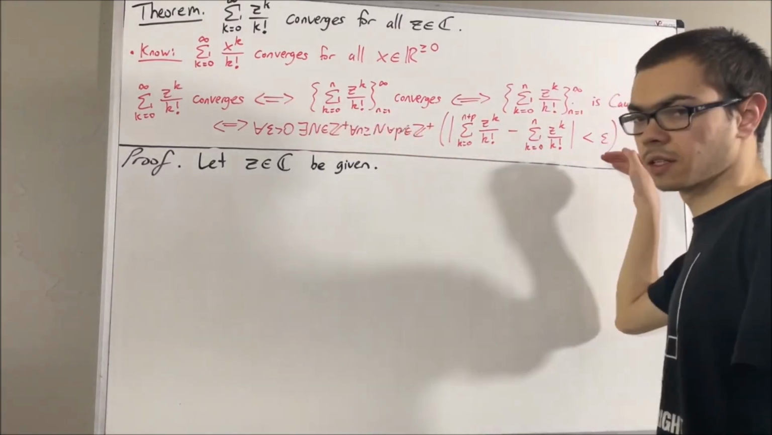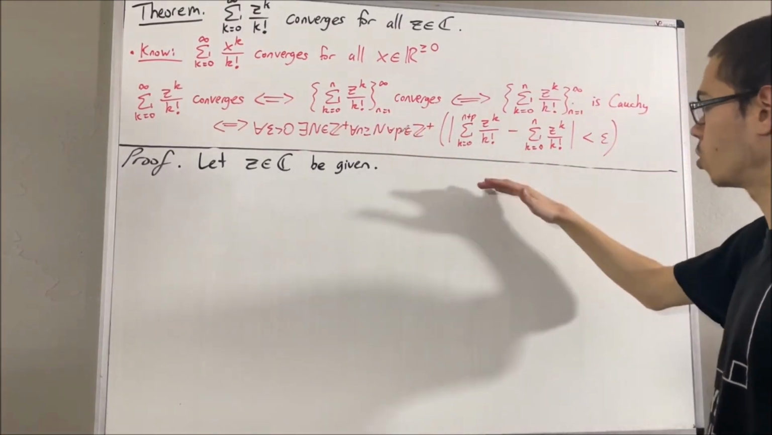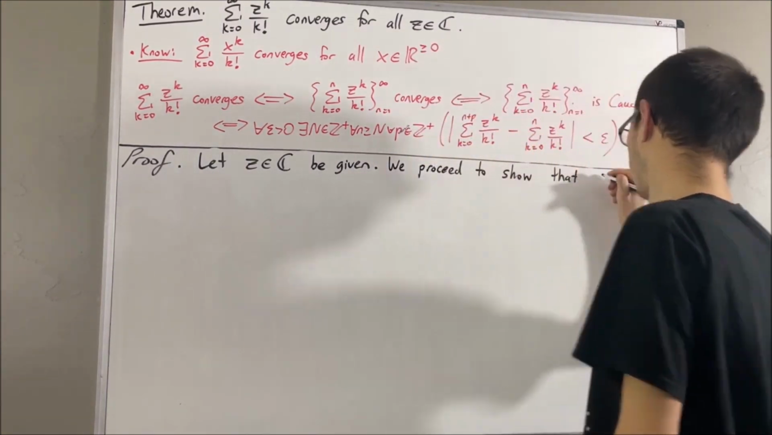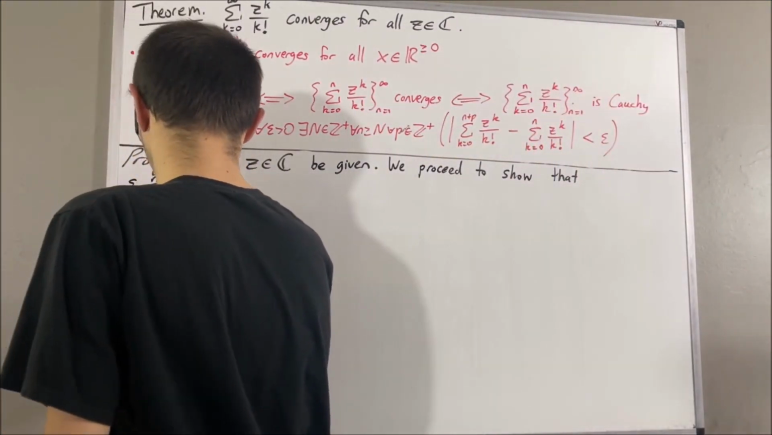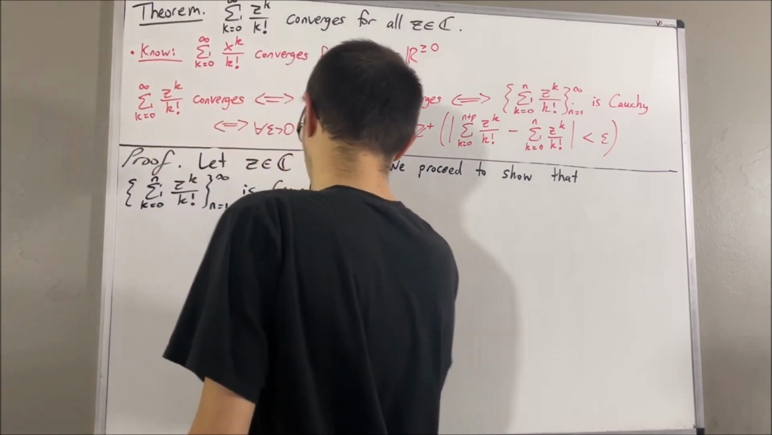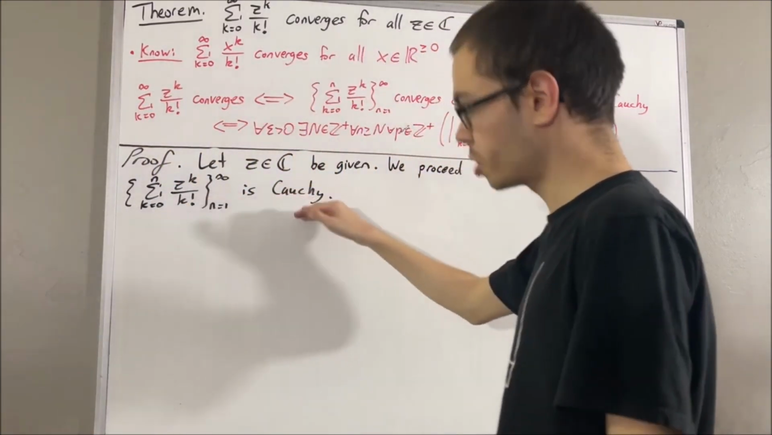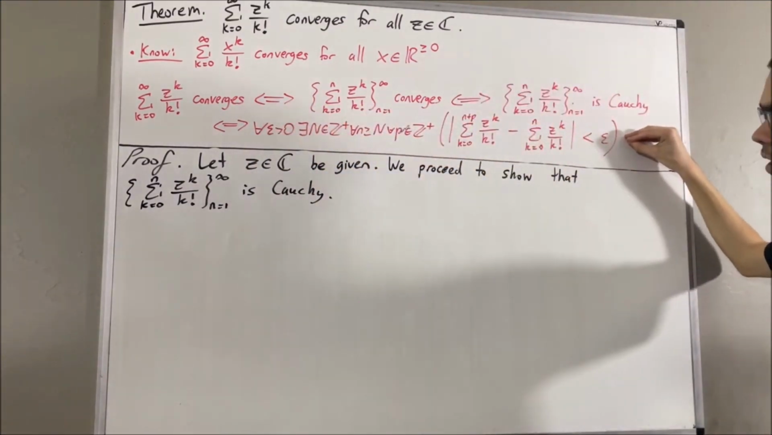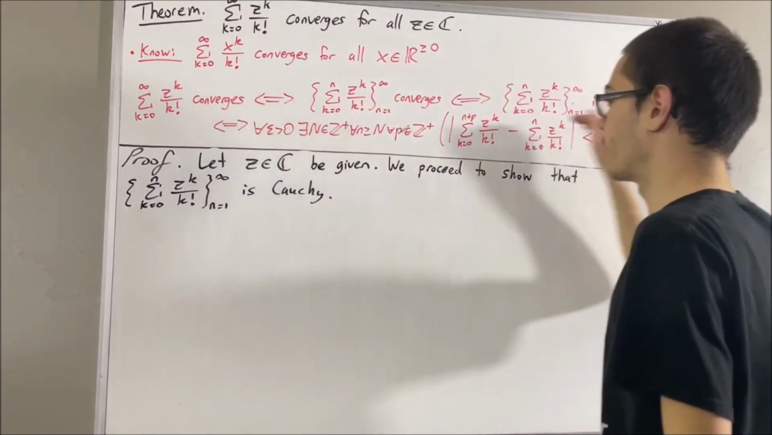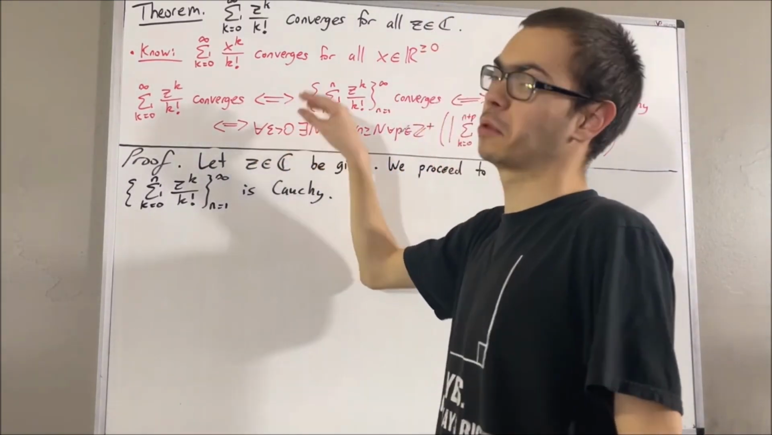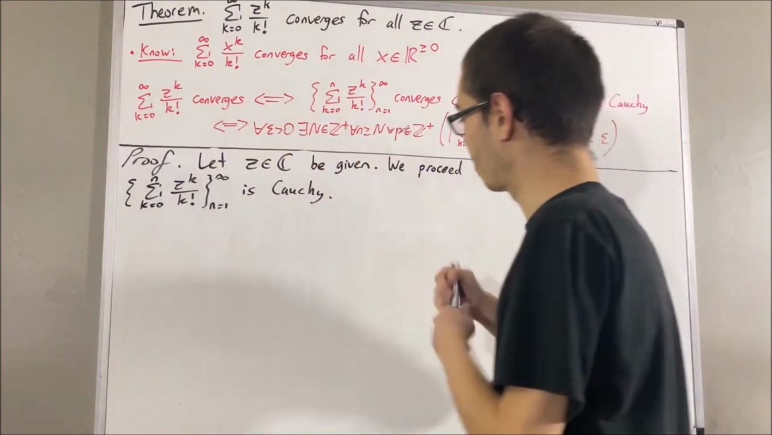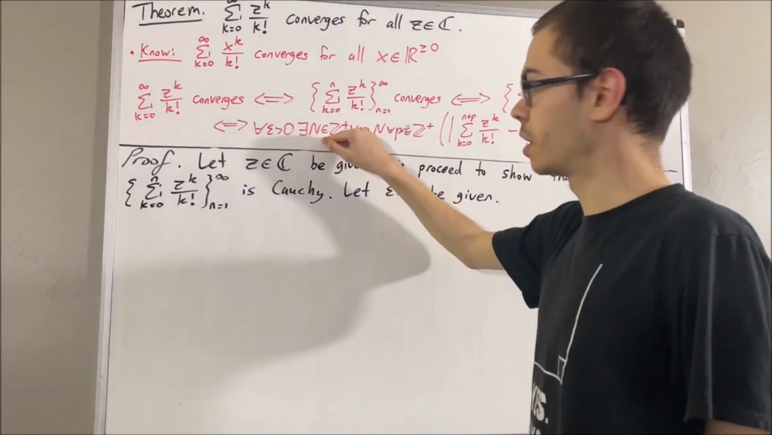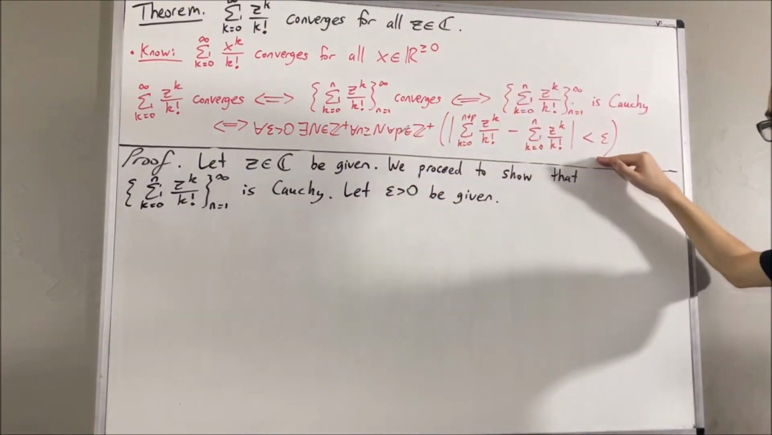Right, so this. Now let me write down that our whole goal is to prove that this sequence is Cauchy. And to prove that this sequence is Cauchy, all we have to do is prove that this statement is true. And since we're trying to prove a statement about every epsilon greater than 0, let's give ourselves an arbitrary epsilon greater than 0. From here, we want to find a positive integer such that this is true.